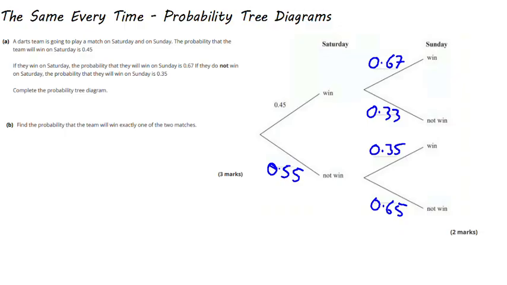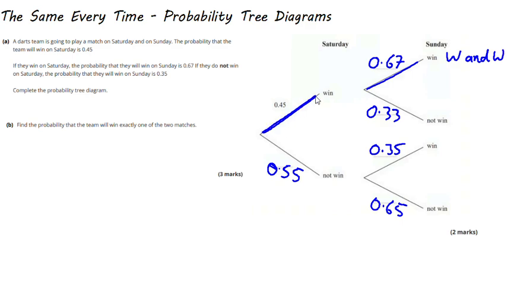Now, as you might know, if you've watched the previous videos, at this stage, I like to write down all of the possible outcomes so that I know that I've organized my thinking and I'm ready to answer the next part of the question. Because the next part of the question will ask me to use the tree diagram for something. So we've got, first of all then, we can go this way, so that will be win and win. Win on Saturday, win on Sunday.